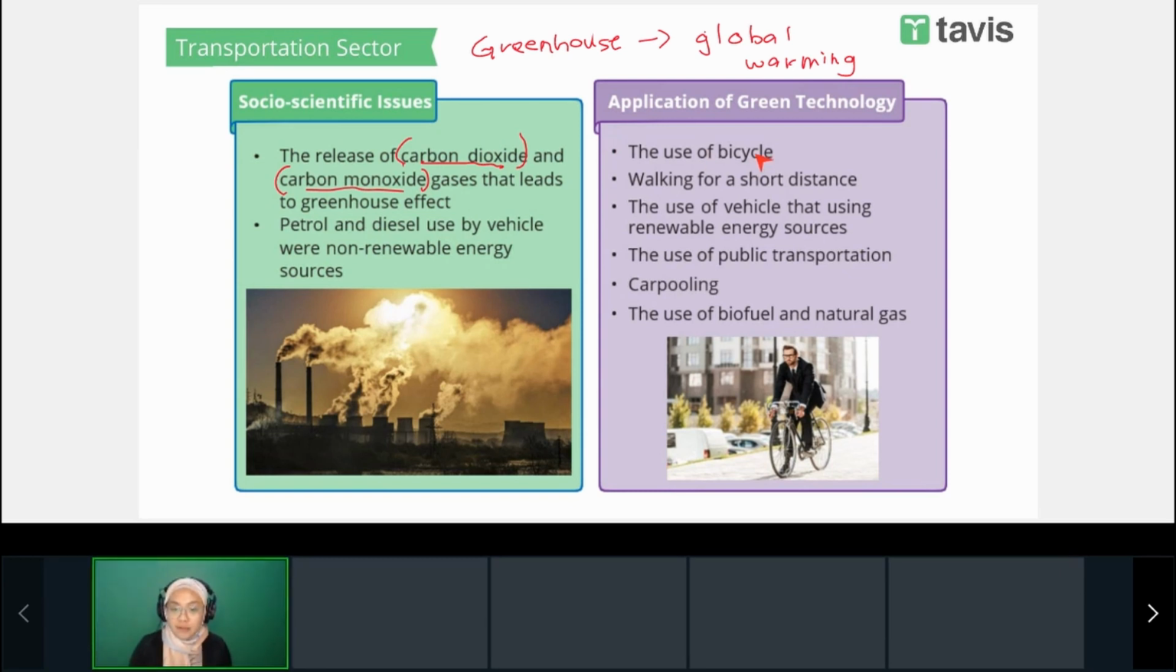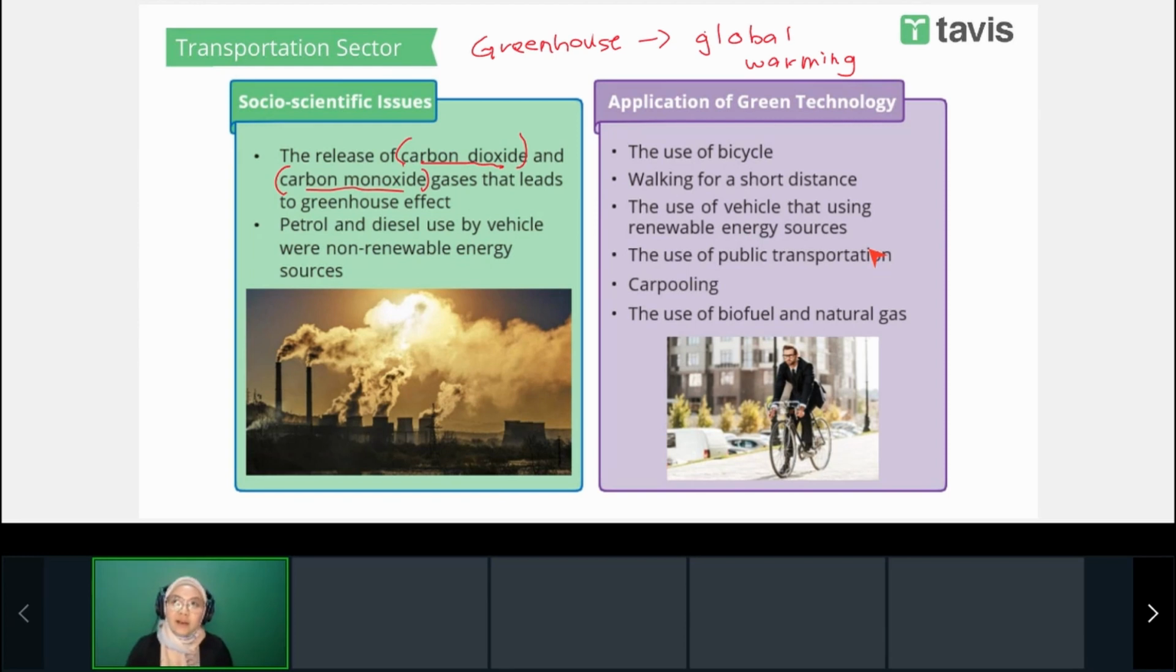We can buy a bicycle because a bicycle does not release any greenhouse gases, right? For a short distance, we can walk. Let's say we just want to go to a shop a stone's throw away from our house, so you can walk. Don't use a motor vehicle. Okay, use vehicles that use renewable energy, vehicles that use biodiesel, that use biofuel. Okay, the use of public transportation.